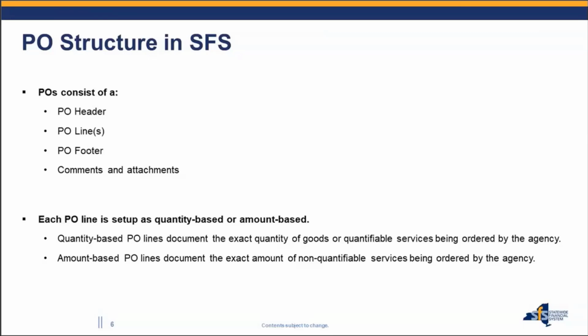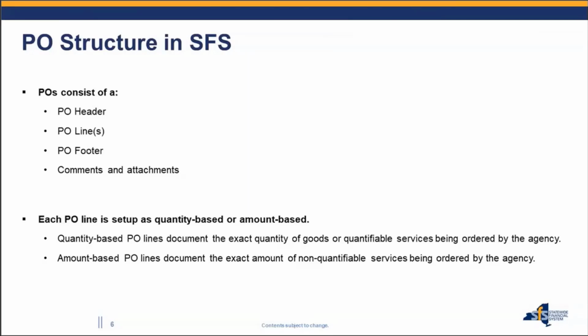Each PO line is set up as a quantity-based or amount-based line. Quantity-based PO lines document the exact quantity of goods or quantifiable services being ordered by the agency. Quantity-based PO lines should be used wherever possible. They are straightforward and nice to work with and generally make the receiving process downstream easier. Basically, as soon as the vendor fulfills that order, your receivers can enter the receipt of those goods or quantifiable services directly in SFS by entering the quantity received and the date of receipt.